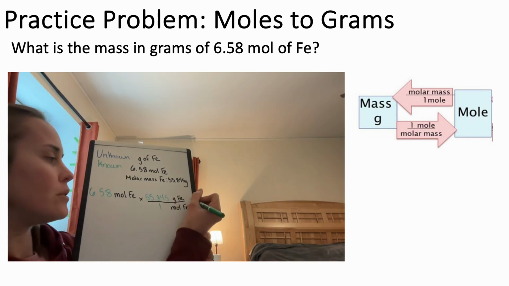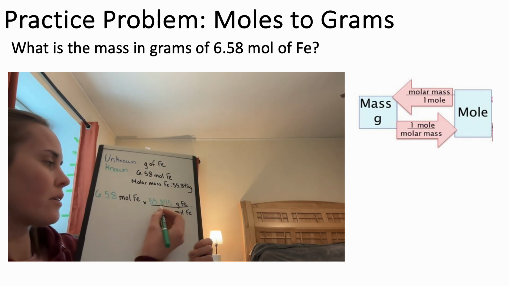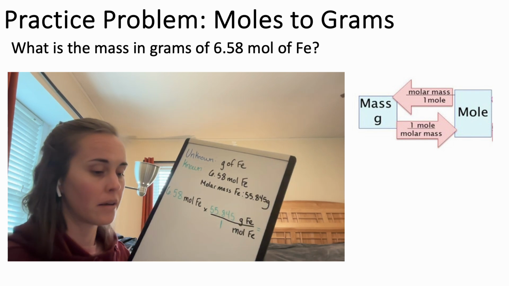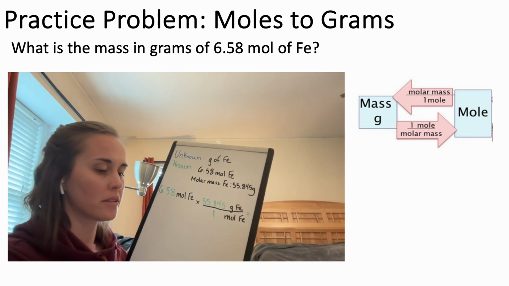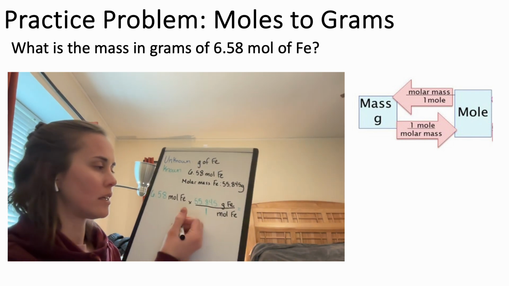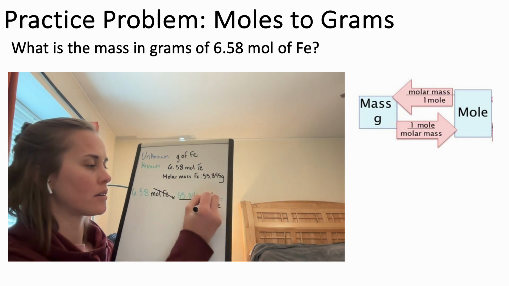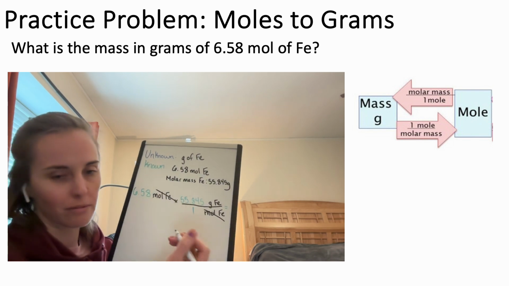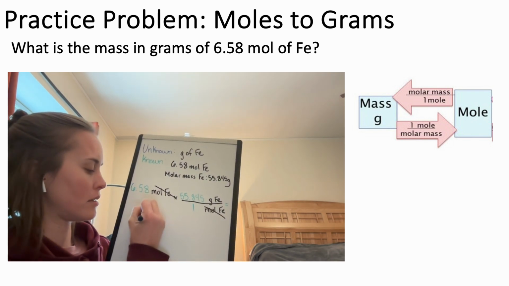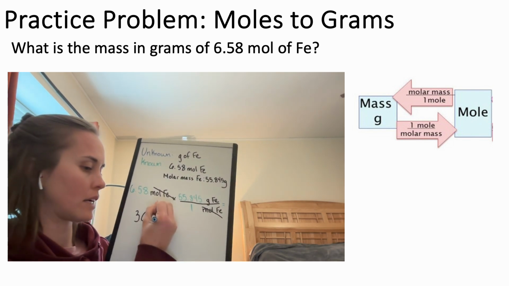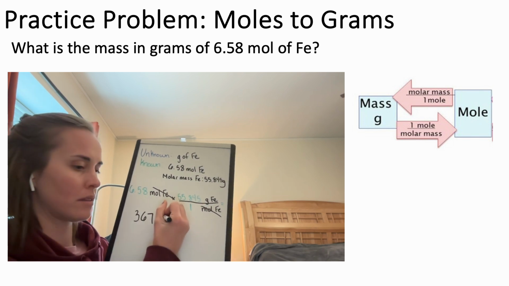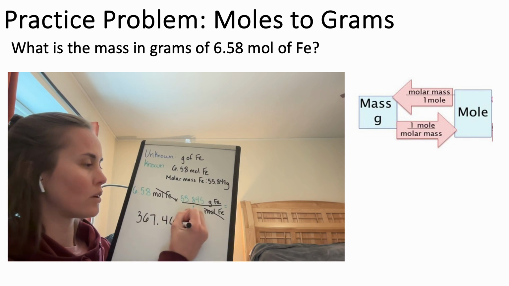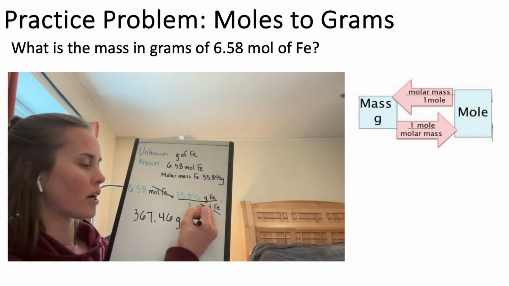So now you can use your calculator and solve this problem. You should pause and solve for the problem. Once we cross out those units and multiply straight across, dividing by the 1, we get 367 point, let's see here, I'll just write it out, 46 grams of iron.